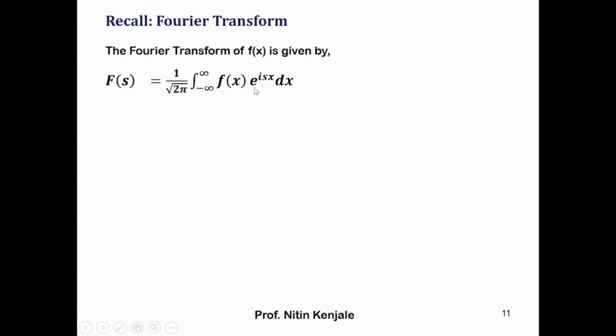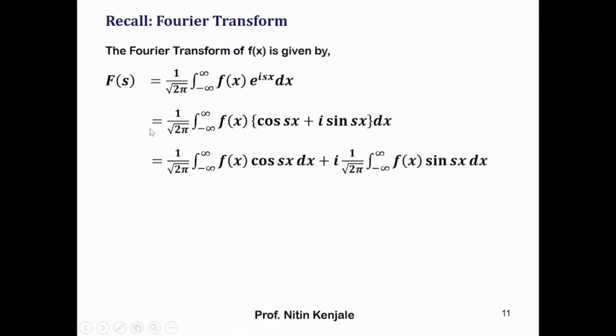We know that e raised to isx can be expanded as cos sx plus i sin sx. So when we do so, F of s becomes 1 by root 2 pi into integral of f of x into cos sx plus i sin sx dx over the limit minus infinity to infinity. We distribute this integral over this addition, so we get F of s is equal to sum of these two expressions.